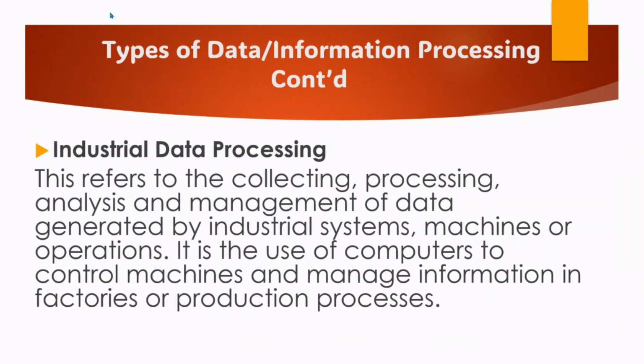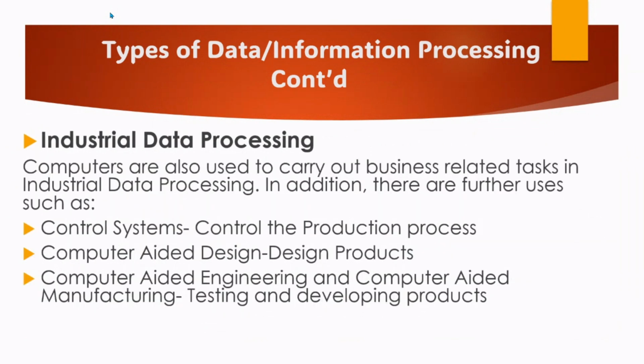The second one that we want to look at is industrial data processing. This refers to the collecting, processing, analysis, and management of data generated by industrial systems, machines, or operations. It is the use of computers to control machines and manage information in factories or production processes. Computers are also used to carry out business related tasks in industrial data processing.